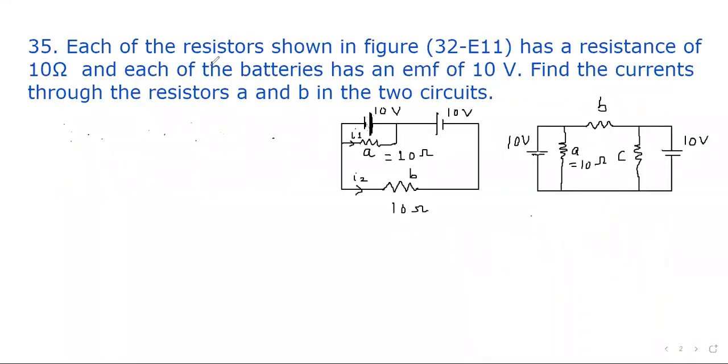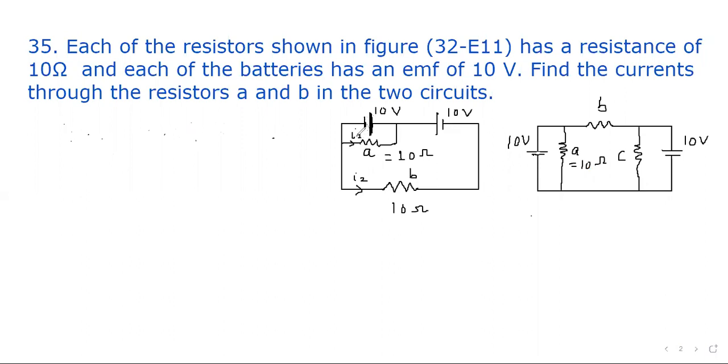Question number 35. Each of the resistors shown in the figure has a resistance of 10 ohm, and each of the batteries has an EMF of 10 volt. Find the currents through the resistors A and B in the two circuits. This is a 10 volt battery. This is also a 10 volt battery. This resistance is 10 ohm. This resistance is 10 ohm. We have to find out the currents through each resistor.